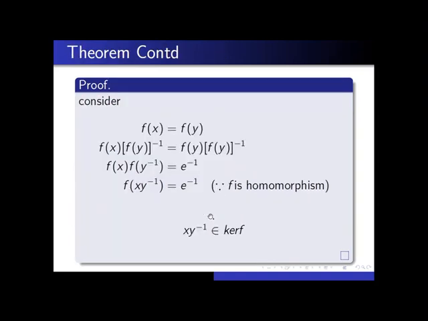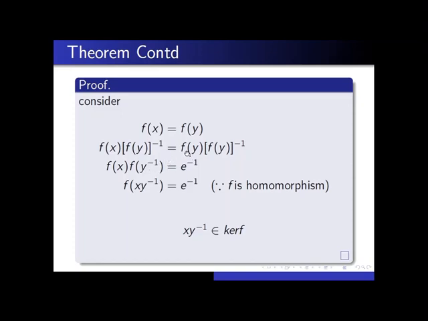Now take f of x is equal to f of y. Our aim is to prove x is equal to y. For that, first post-multiply with (f of y) whole inverse, so we multiply both sides by (f of y) whole inverse. In the next step, (f of y) whole inverse can be written as f of y inverse, according to the properties of homomorphism.